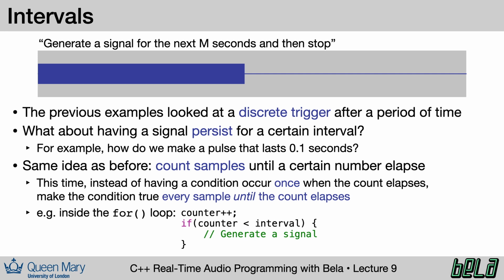Well, the idea is the same as before. We're going to count audio samples until we reach a certain number representing 1/10 of a second. However, unlike before, instead of having something that happens only once when that count elapses, we're going to have something happen every single time through the loop until the count elapses, as shown in this brief bit of pseudocode.